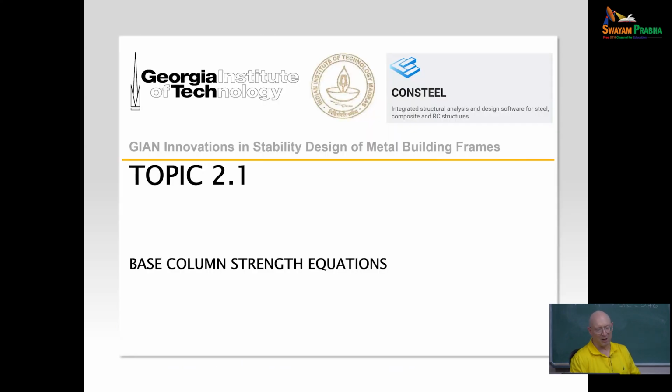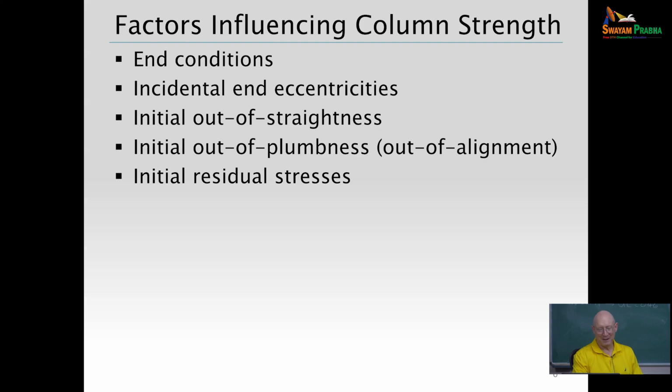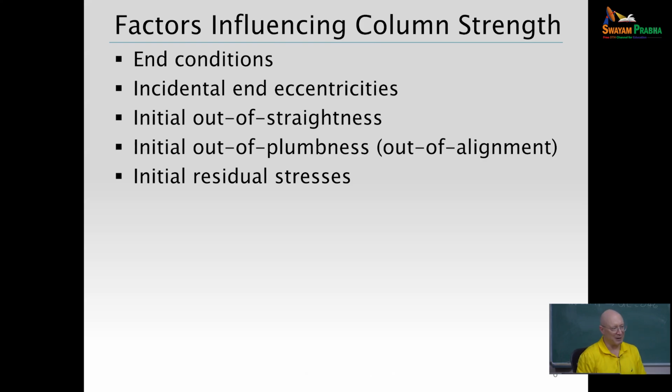So let's talk about the base column strength equations just a little bit. If we look at column test data, typically if we put all the tests out there on a plot, this is what Dr. Bjorhovde did in 1988. You get a nice, lovely cloud that fits under the yield load and the elastic buckling curve on the right. Those are just simply supported columns, say. But then in general, what happens?